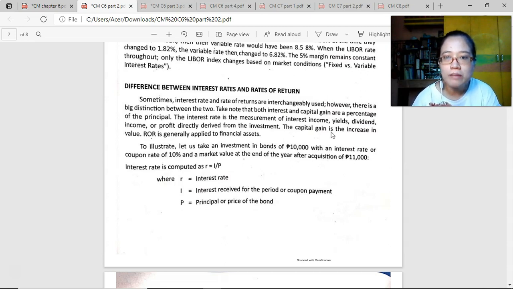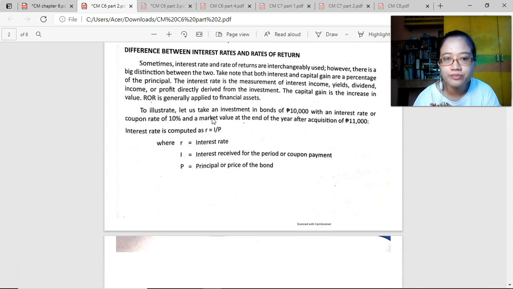Okay? Tapos yung capital gain, increase in the value. So, yun yung from 100 na binili mo, naging 120 yung kanyang market value at the end of the year. So, 20 is the capital gain, increase in value from 100 to 120. So, 20. Okay? ROR is generally applied to financial assets, rates of return.